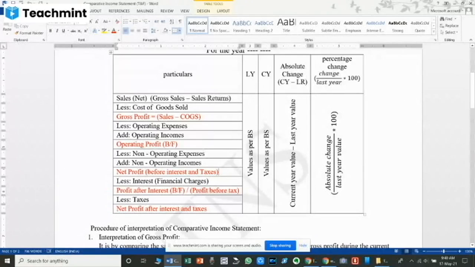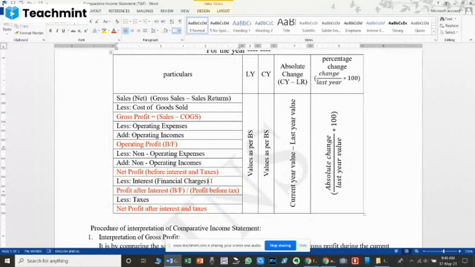From the net profit before interest and taxes, we have to deduct the interest. Interest in the sense financial charges. That is the charges payable on the borrowed capital. What all the sources of borrowings are there for the company? From those borrowings, the company is responsible to pay the interest.